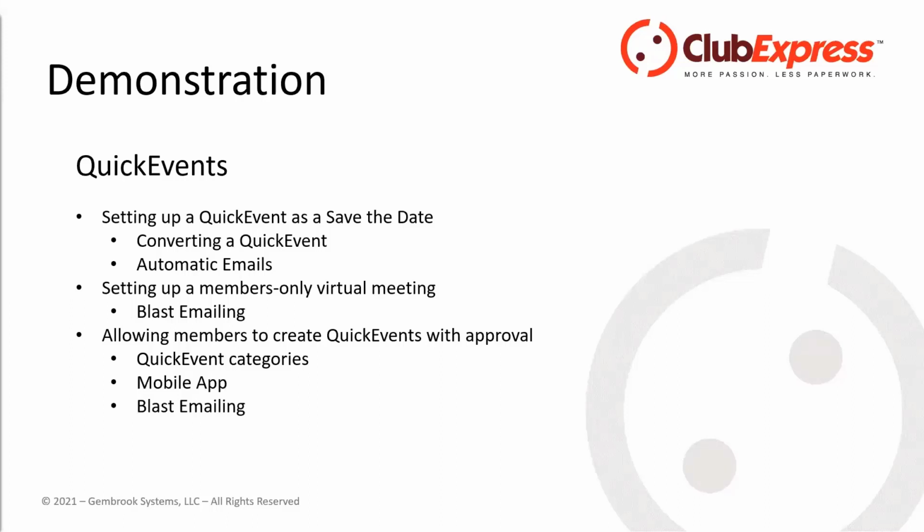We'll also set up a member only virtual meeting and we'll utilize blast emailing to notify our members of that meeting. And then finally, we'll take a look at what it's like to allow your members to create a quick event with approval. And that'll take us to talking about your quick event categories. We'll talk about creating a quick event through the mobile app. And again, we'll talk about blast emailing.